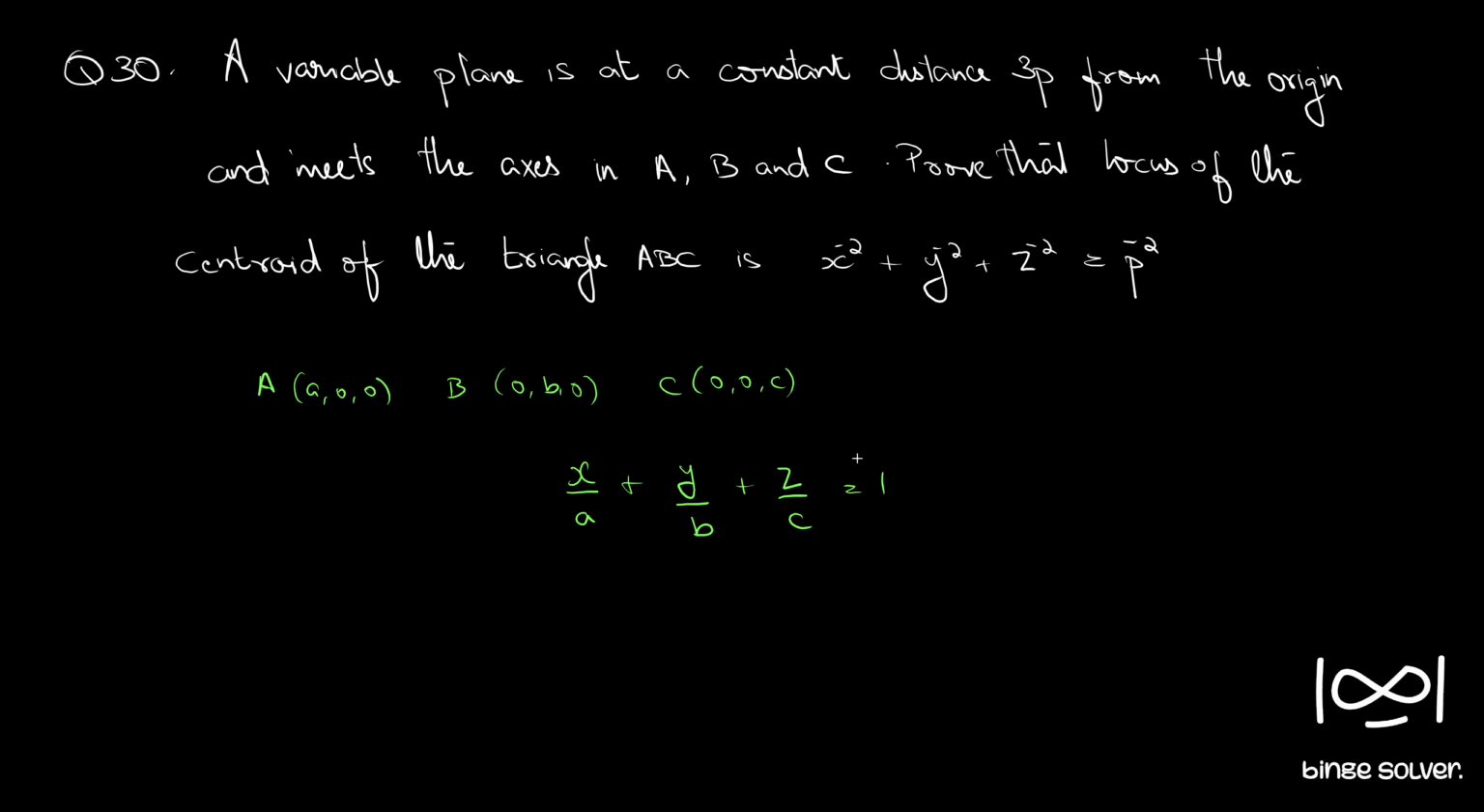If you are not familiar with this equation, you can easily derive it starting from the standard formula Lx plus My plus Nz is equal to P. Now substitute these 3 points into this equation and eliminate L, M, N and P. So you will get this equation. I have discussed the derivation of this equation in a few questions before. You can check that also.